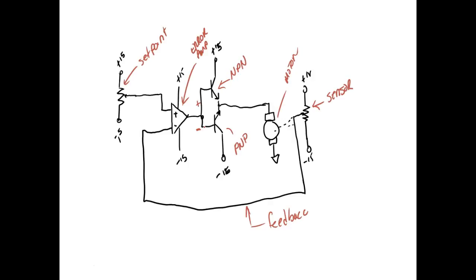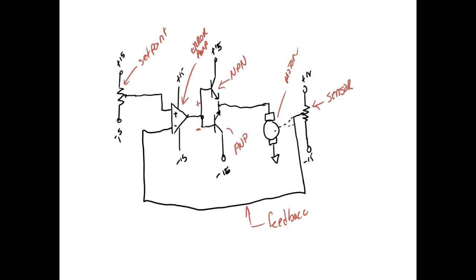The op amp, or the operational amplifier, the error amplifier, cannot provide enough current to drive the motor. It's not designed to drive the motor. What it's designed to do is give us an indication of when the two inputs are equal. If the two inputs are not equal, then it saturates in the direction of which one's greater.